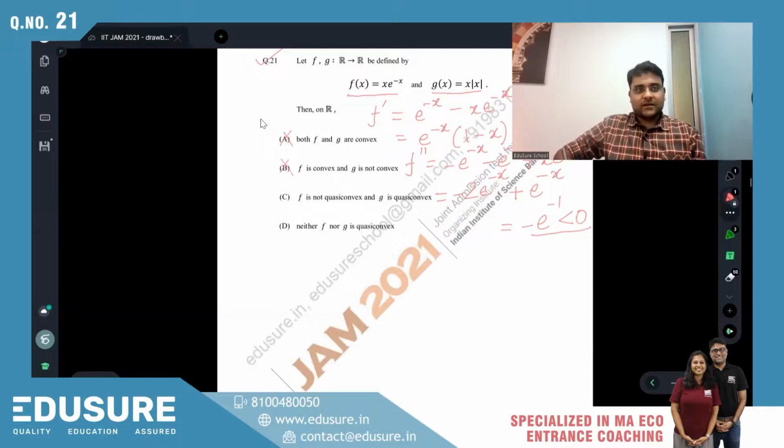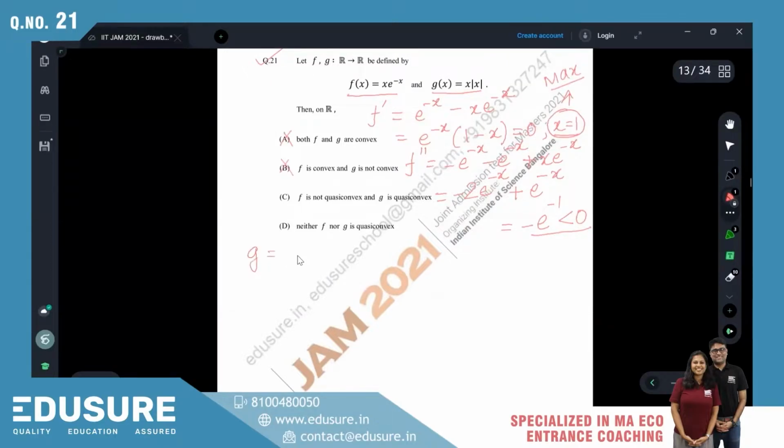X into mod X, right? So G can be written like this: X into minus X when X is negative and X into plus X when X is positive. Okay. So G can be written as minus X square when X is negative and plus X square when X is positive.